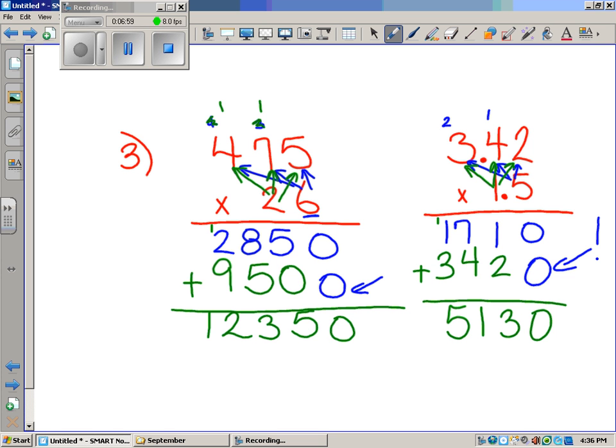So here's your trick, guys. What you do is you count how many decimal places in both your numbers. So you go 1, 2. There's 2 decimal places at the top number. 1 more there makes 3. You simply go to your answer and remember that you had 3 decimal places up top, so you move that decimal 3 places on the bottom answer. This number would be 5.130 as your final answer.